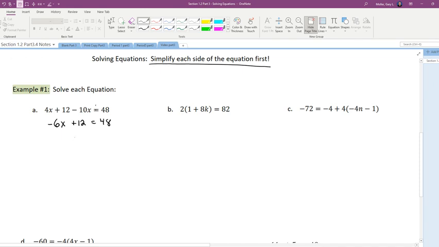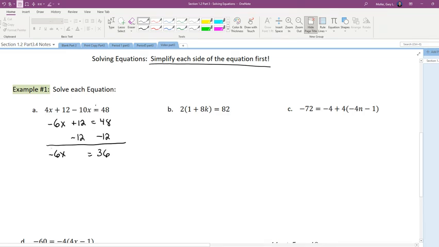Adding 12, the opposite is to subtract 12. Bring down that negative. Don't lose sight of that negative. As soon as I spotted this 4 minus 6 minus 10 was a negative, I'm just going to keep it in my mind the whole time. I'm not going to lose sight of it. 48 minus 12 is just going to be 36.